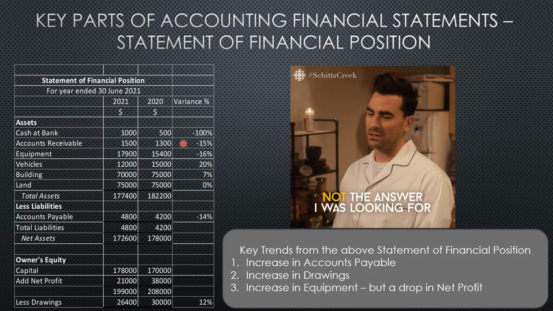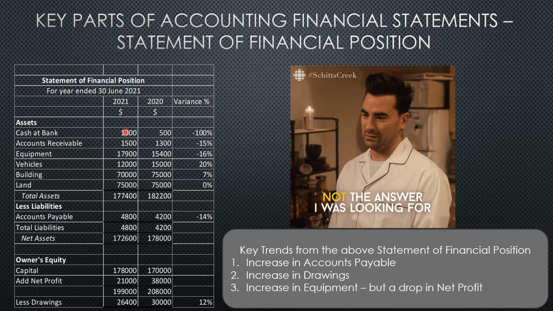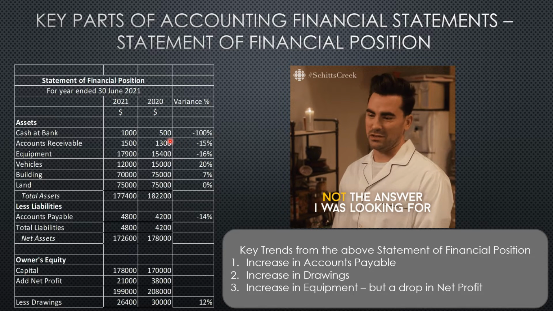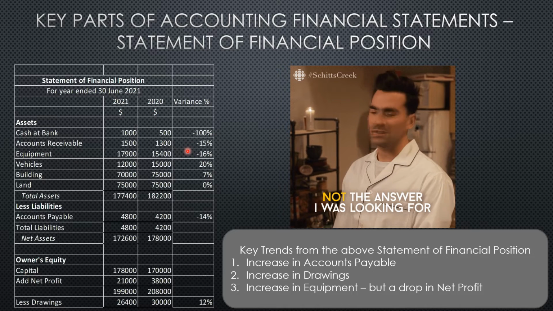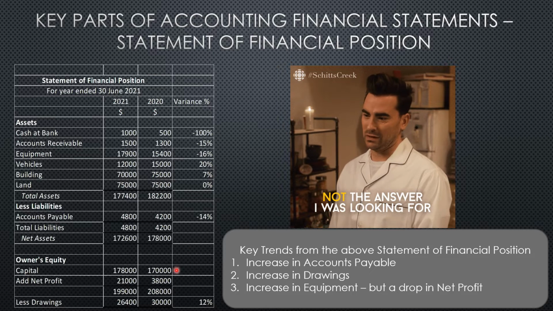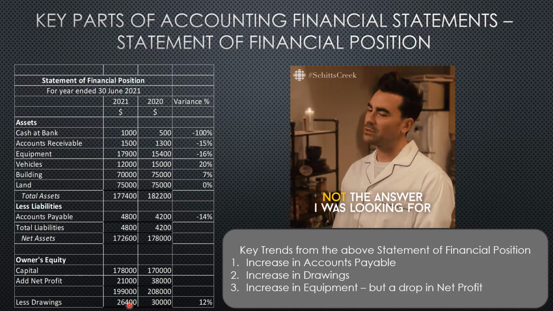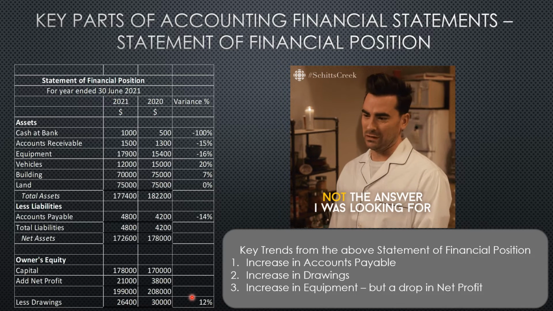We've also noticed here that the cash at bank has gone up from 500 to 1,000, which is a positive 100% increase. Accounts payable has gone down, and equipment has gone up as well to a 16% increase. So another negative impact, as you can see down here, is your drawings. So it's gone down to 26,400, which is a 12% decrease.